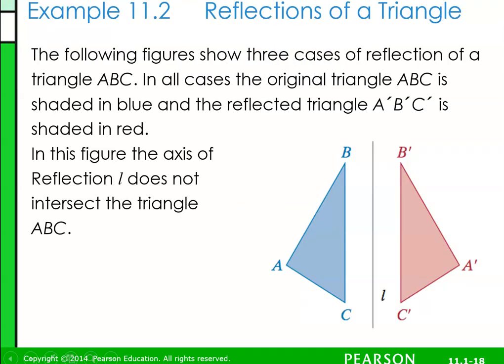Some more examples here. Here we're looking at a triangle. The following figures show three cases of a reflection of a triangle ABC, the blue triangle on the left. In all cases, the original triangle in blue is reflected to A prime, B prime, C prime.